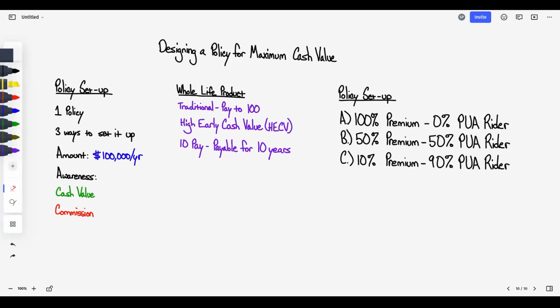So when we look at the policy setup, here we go. Option A will be a 100% premium policy and 0% PUA rider. PUA stands for paid up additions rider. We're going to talk about this in just another minute here. But option A, we've got 100% premium. Option B, we've got 50% premium and then 50% PUA rider. And then option C, a 10% premium and 90% PUA rider.